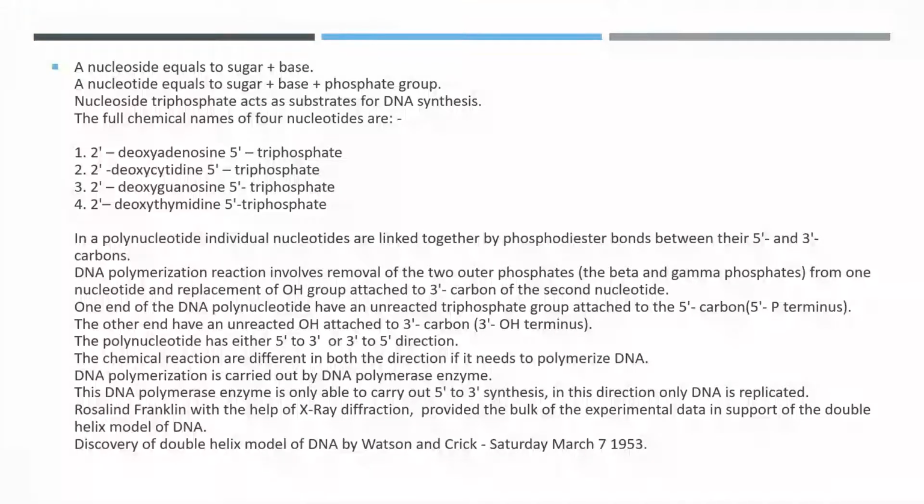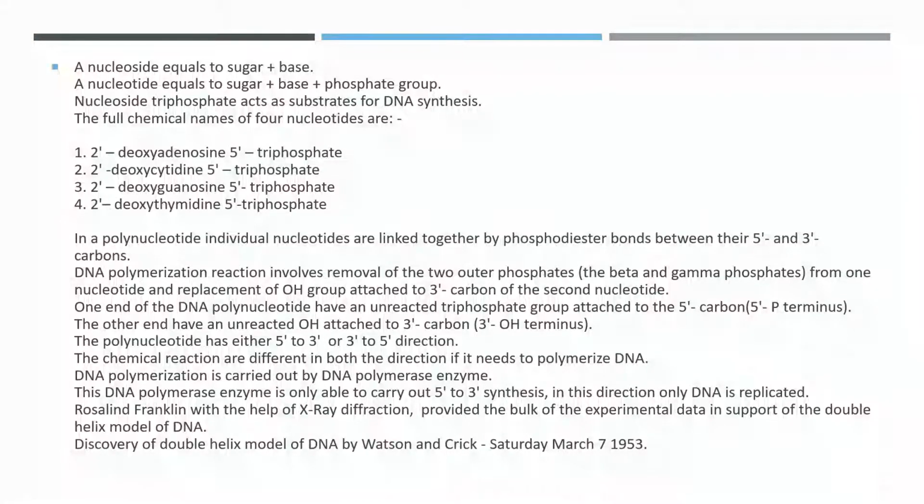In a polynucleotide, individual nucleotides are linked together by phosphodiester bonds between their 5' and 3' carbons. The DNA polymerization reaction involves removal of the two outer phosphates, the beta and gamma phosphates, from one nucleotide and replacement of the OH attached to the 3' carbon of the second nucleotide. One end of the DNA polynucleotide has an unreacted triphosphate group attached to the 5' carbon. The other end has an unreacted OH attached to the 3' carbon.